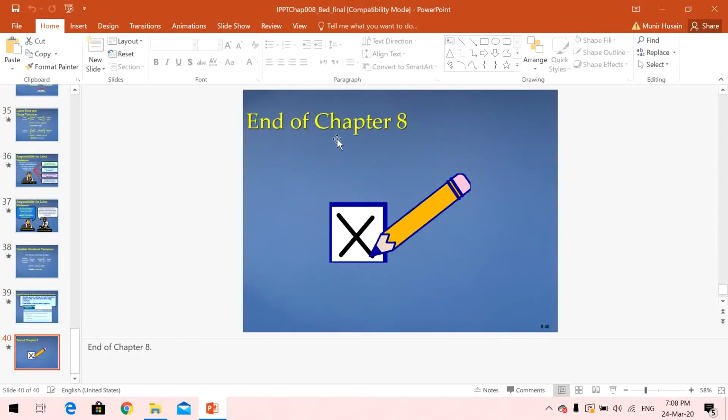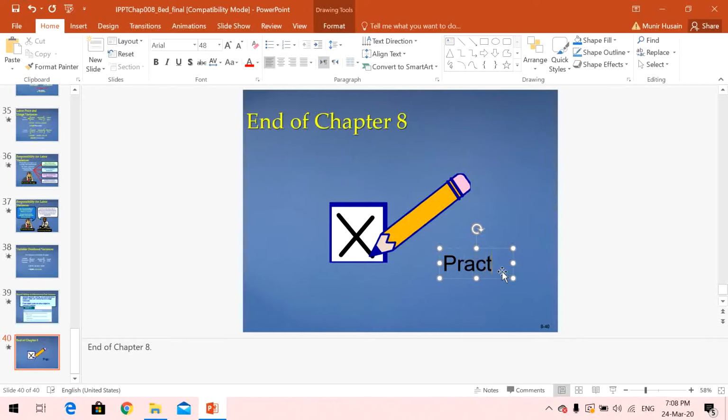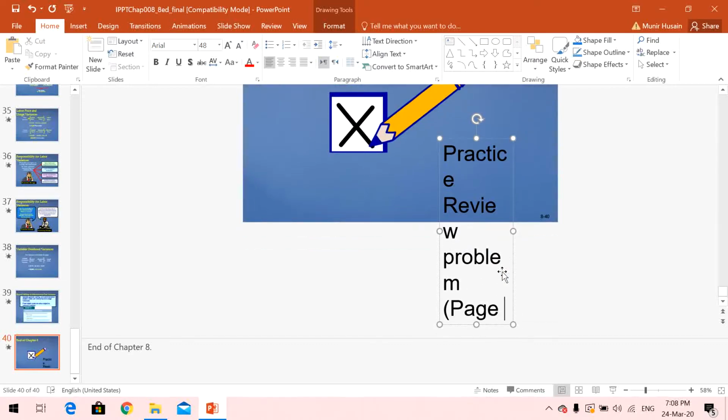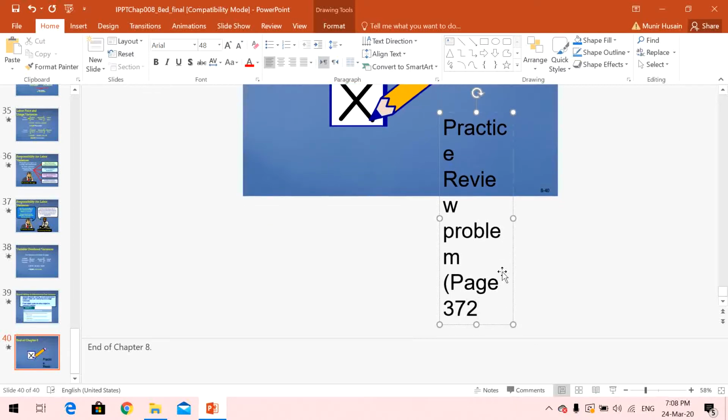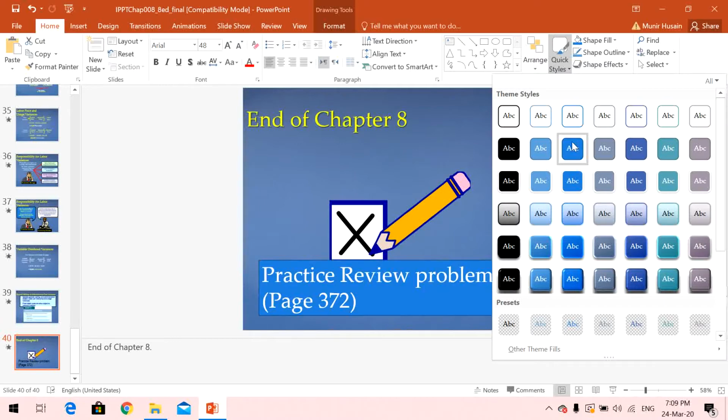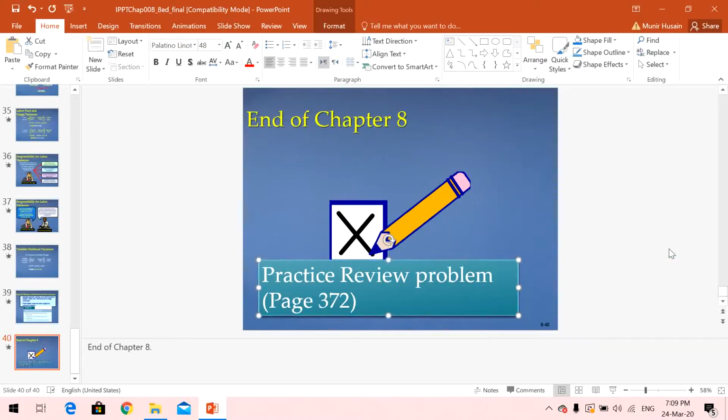Practice chapter, I'll just mention here, just for your reference: practice review problem on page number 372. So very important, just practice. Practice this review problem on page number 372. The solution is already given as well, so it is very important. Just try to practice. Without practice, these questions will be difficult, so please try to practice this question.